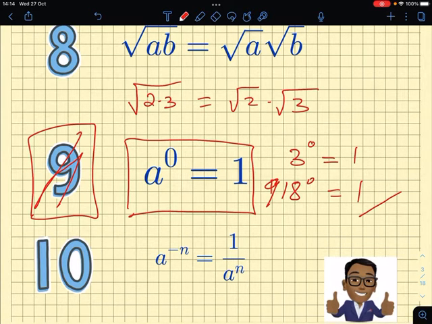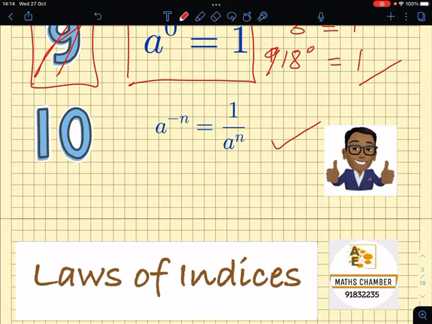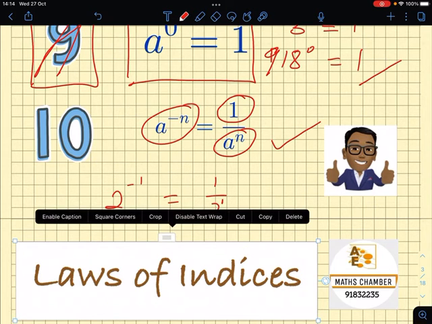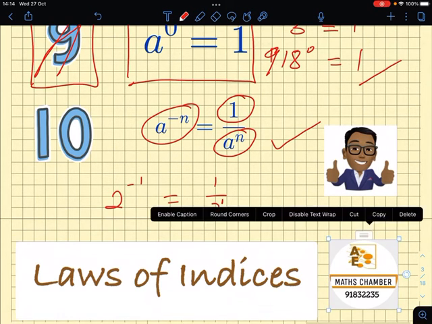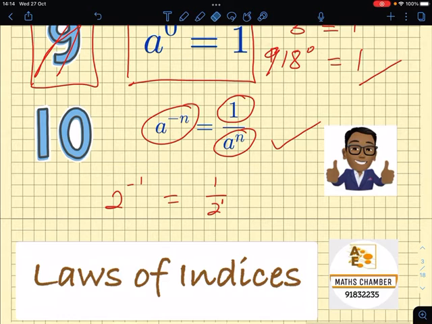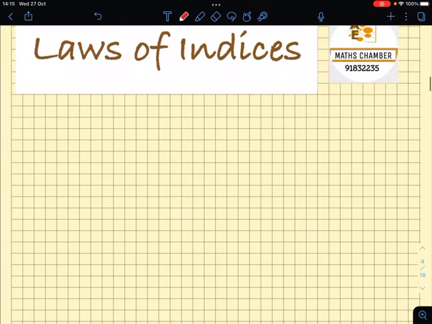Number 10 is very useful. Anything with a negative power we can make into a positive power, with the numerator being 1. For example, 2 to the power of negative 1 will be equal to 1 over 2. The negative one you can make positive, but it's not necessary for you to write. So you just leave it as 1 over 2, which is a half. Simple.